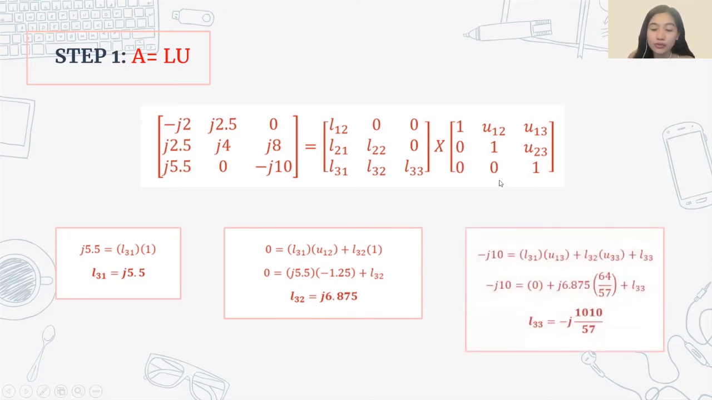And lastly, let us look for the values of L33. So our L33 is in this row, so reflect sa kabila, that's negative J10. Negative J10, L31 times our U13, and plus our L32 times U33. That's U23 actually, U23 to. Times U23 plus our L33. So by means of substituting it, L31 is 0, U13 is, and L32 is J6.875, and times 64 all over 57 plus our L33. So L33 is equivalent to negative J1010 all over 57, which is a familiar number na nasolve natin doon sa latter part na method.